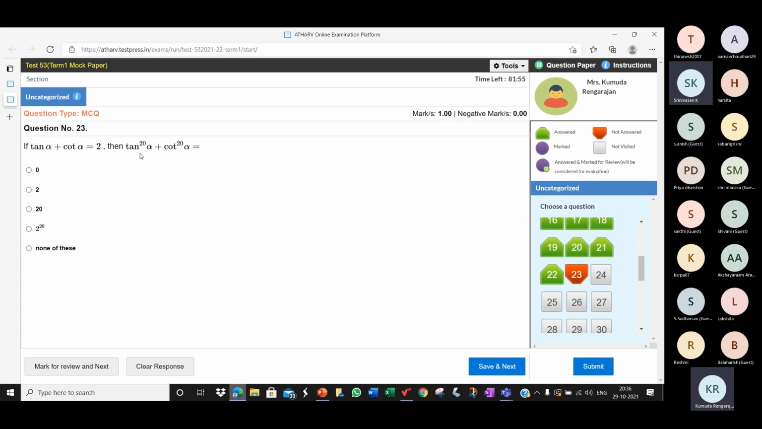Yes, ma'am. So tan 45 to the power 20 plus cot 45 to the power 20. Tan 45 is 1. 1 raised to the power 20 is 1. 1 into 1 into 1, 20 times, is 1. Similarly, cot 45 is 1. 1 to the power 20 is 1. 1 plus 1, 2.